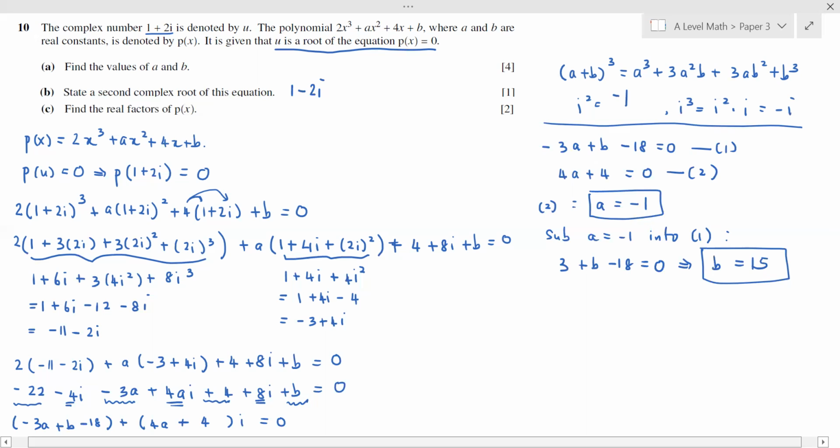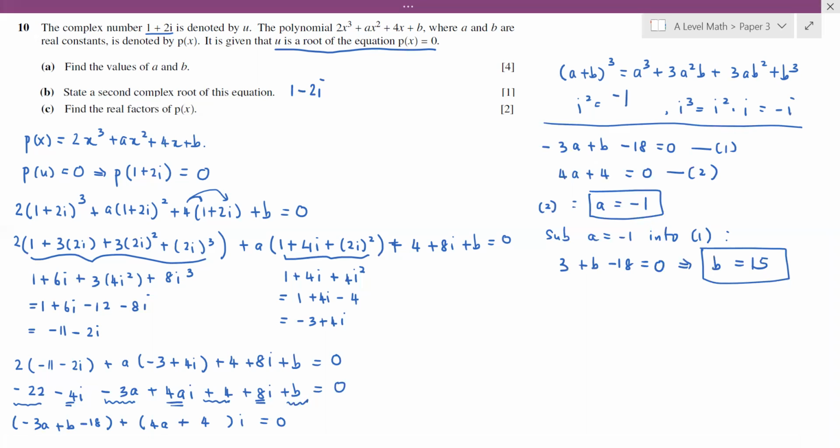Part C, find the real factors of p of x. To find the real factors of p of x, for part C, we know that 1 plus 2i and 1 minus 2i are the complex roots. So we have 1 plus 2i and 1 minus 2i. Then these two will form a quadratic factor for the polynomial.